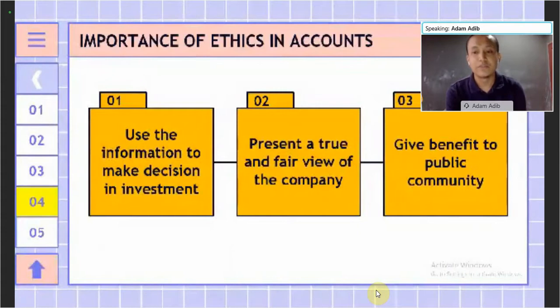The last one is giving benefit to the public community. Knowledge of ethics can help accountants overcome ethical issues and allow for the right choice that will benefit the public community who rely on accounting reporting.